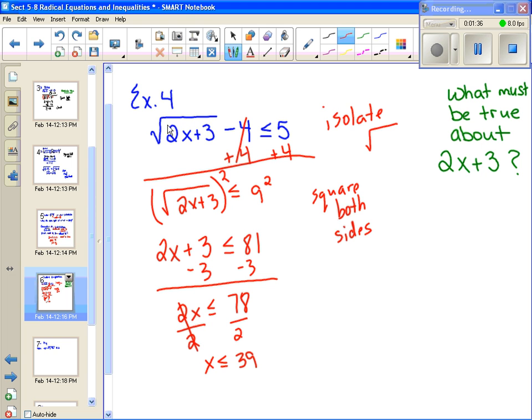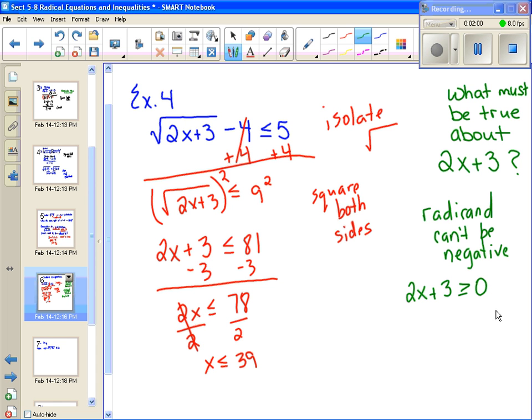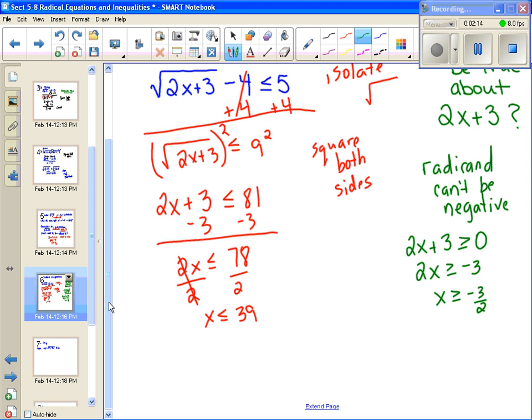And remember that the radicand, that's the part that's underneath the square root. So the radicand can't be negative. So that means that 2x plus 3 has to be greater than or equal to 0. And so that's an additional condition I have to think about. So I'm going to solve this. So subtract 3 from both sides and then divide by 2. So I get that x has to be greater than or equal to negative 3/2.